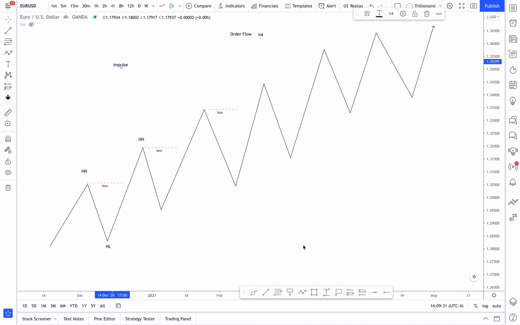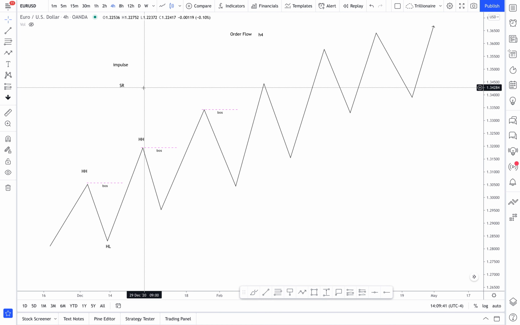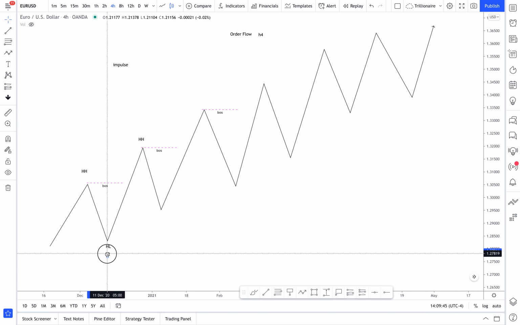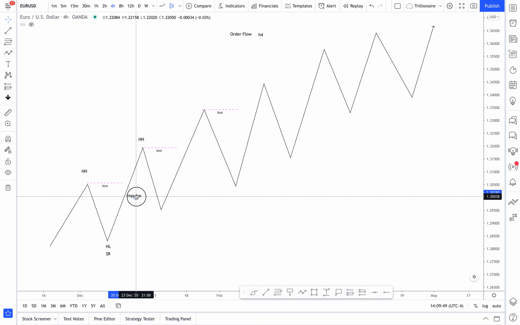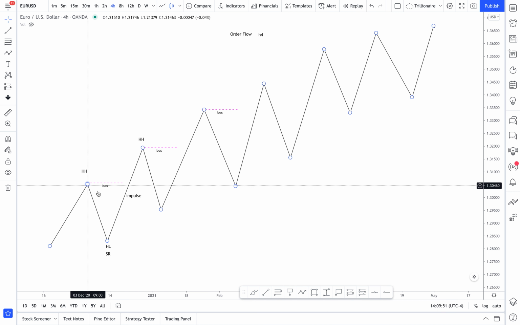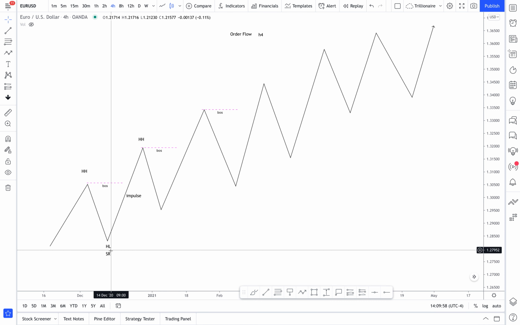and successful retraces. So for successful retraces, I'm going to just do SC, but just know it stands for successful retrace, or SR, excuse me. So not support and resistance, but a successful retrace. So once price actually gives us an impulse, okay, that breaks structure, then this becomes our successful retrace and it's a valid higher low.